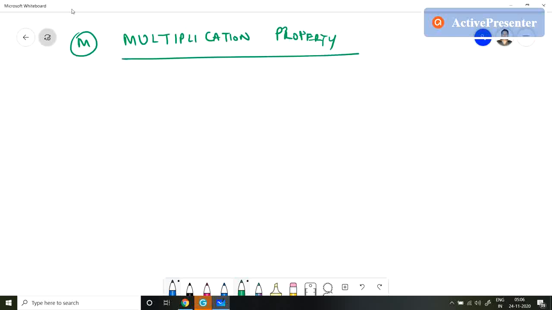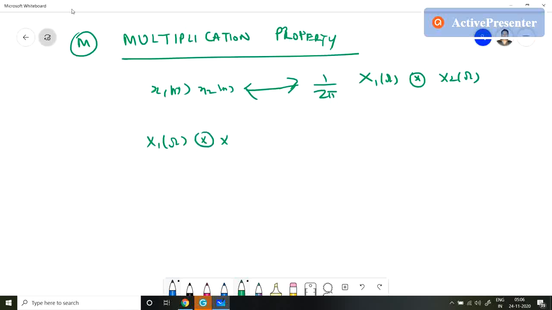This property is very important. What is the property? It tells us that if we have x1[n] multiplied with x2[n], then it is equal to 1 divided by 2π times x1(Ω) convolved with x2(Ω). What is that convolution? It is equal to the integral of x1(θ) multiplied by x2(Ω − θ) dθ.